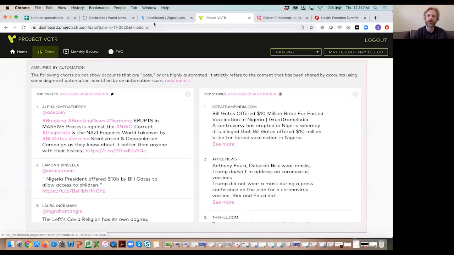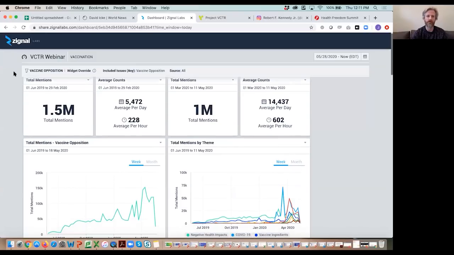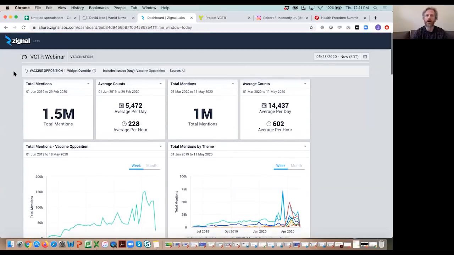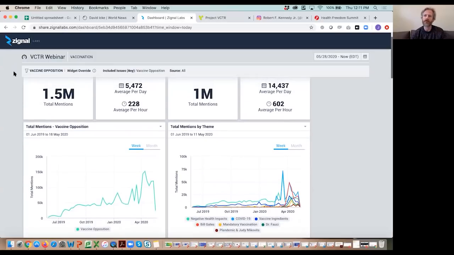Now, I'm going to jump real quickly. This would be what a more interactive dashboard looks like, and this is what's coming. Signal Labs is our data provider, so not involved in this project, but that's where the data comes from. I wanted to show this because these graphs here, what you're looking at is the difference between pre-pandemic and during the pandemic. And vaccine opposition has actually skyrocketed during the pandemic because of the pandemic. So both sides have become more entrenched. There are new players in the anti-vax movement. There are new talking points.